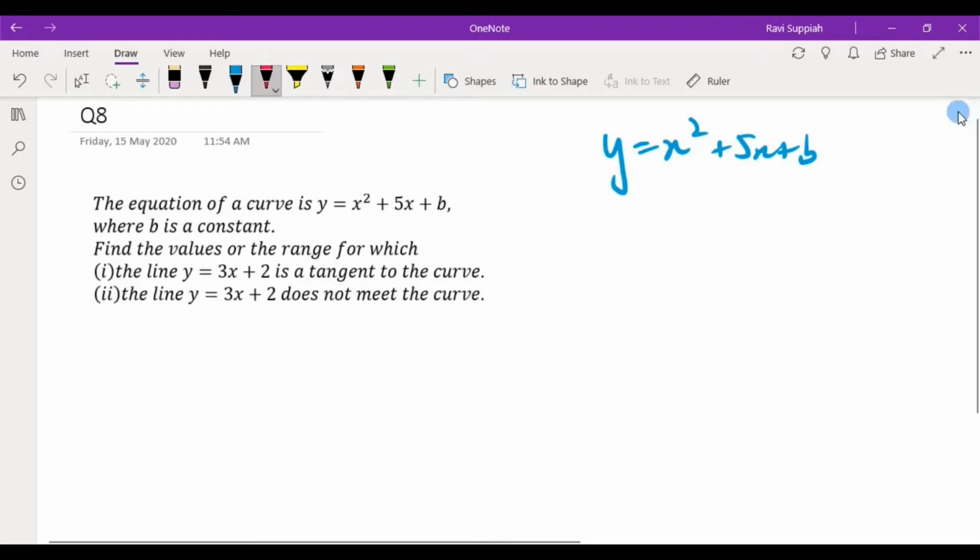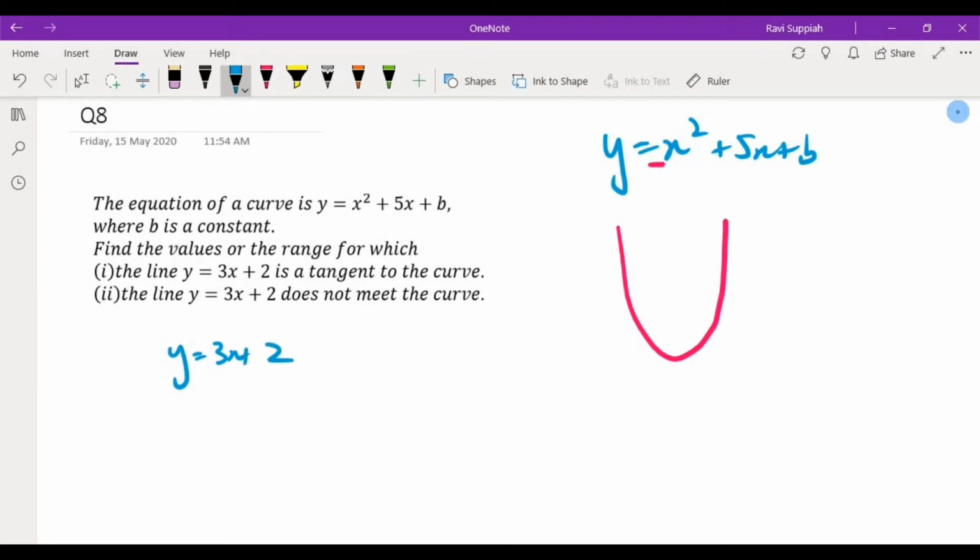Okay, so the first thing is, looking at this expression, since the coefficient of x squared here is a positive number, it's a 1, though it's not written, it's a positive 1. So we know that the curve looks something like this. Correct? Now this line here, y equals 3x plus 2, also has a positive gradient, positive 3. So we know that it's an upward sloping line.